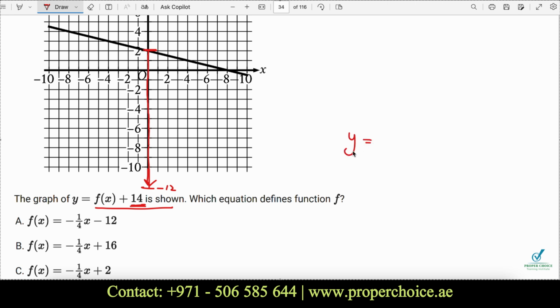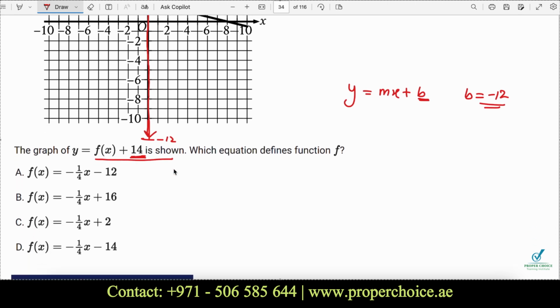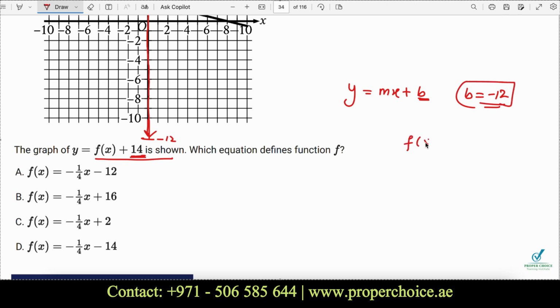So whatever option I choose, y equal to mx plus b, the y-intercept of that line should be negative 12, because the original line has to go 14 units up to reach this one. So the original line should be somewhere here. Now which option gives a y-intercept of negative 12? That gives me the original function f(x) equal to mx plus b, with b as negative 12. I can see option A is the right one, because this is the only option giving a y-intercept of negative 12. So I go with this.